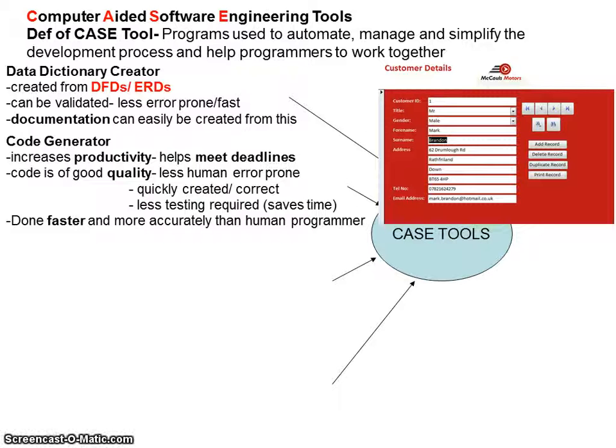The form that you create is going to be of good quality. There's going to be less human errors. You don't have to document what each button does, for example. There's going to be less testing required. It's going to save development time. It's going to be done faster and more accurately than a human programmer.